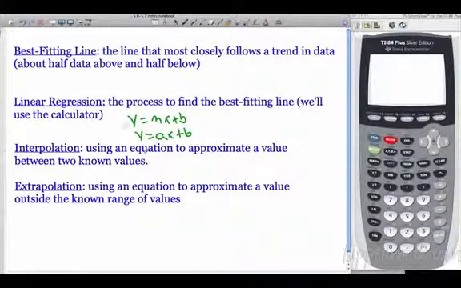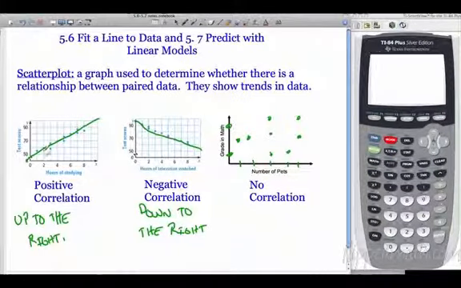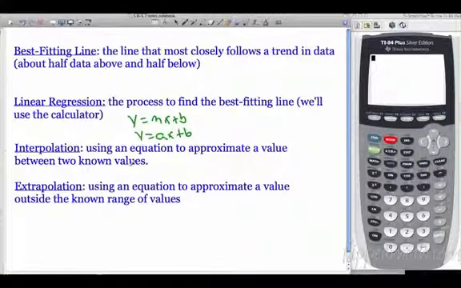Interpolation. We're going to find that equation and then we're going to use it to approximate a value between two known values. So if we were going back onto this graph, I may not know what happens if I study for 5.5 hours because there's no point here. But I can interpolate that from the equation.